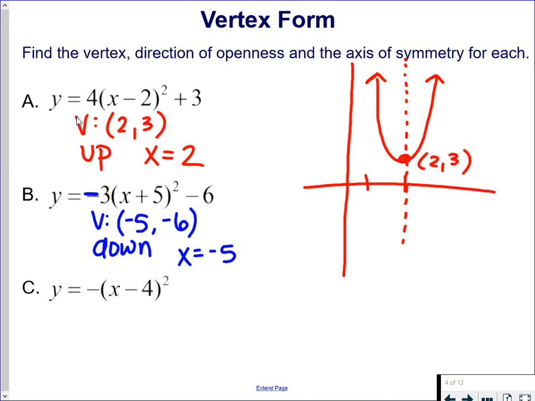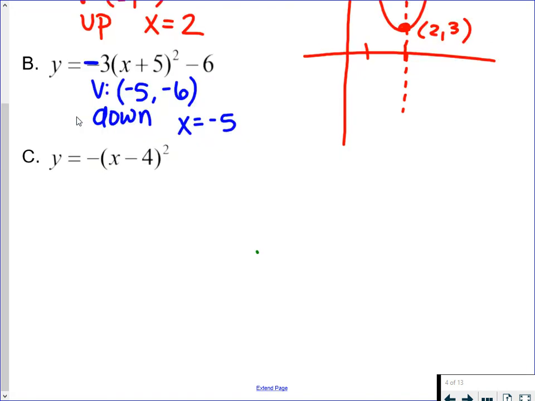And the last one. Does anyone have my answers for that? Vertex is 4, 2. Okay. It opens down. Okay. The axis of symmetry is x equals 4. Good. Does anyone have any questions on those?